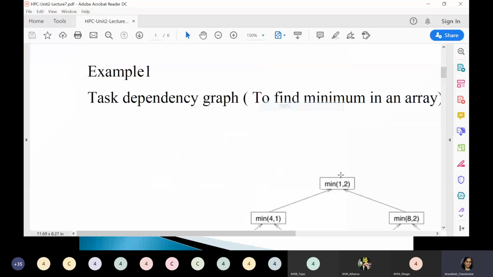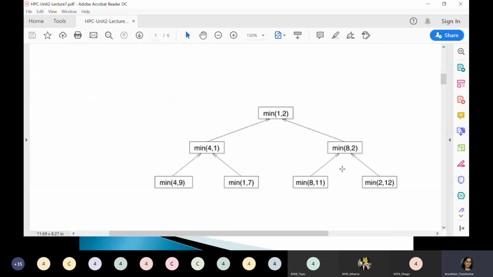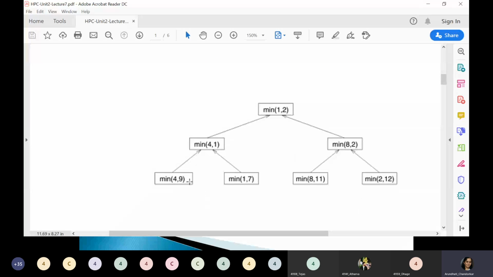You know this. It is a repetition a number of times. Very simple. First, the minimum of 4 and 9 is 4, and the minimum between 1 and 7 is 1. So at the next level the task is to find the minimum of 4 from this side and 1 from this side, and eventually you will reach the root. The root's task is to find the minimum between 1 and 2, and when it completes its task it will give you the answer 1. As simple as that. I hope it is clear.